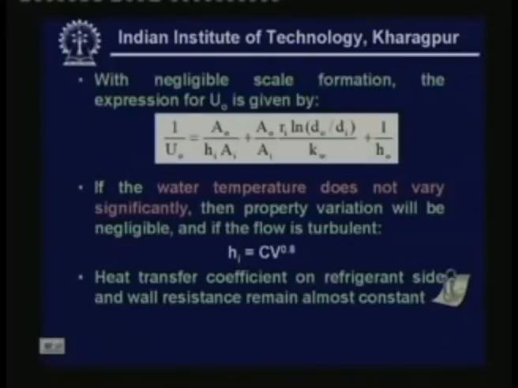With negligible scale formation, the expression for U naught is given here. This we have discussed in the last class. If the water temperature does not vary significantly, then property variation will be negligible, and if the flow is turbulent, then the internal heat transfer coefficient, that is on the water side, is proportional to V to the power of 0.8. That means Hi can be written as some C into V to the power of 0.8, as long as the property variation is not considerable. The heat transfer coefficient on the refrigerant side and the wall resistance remain almost constant because we are not varying the refrigerant side flow rate or the operating conditions.